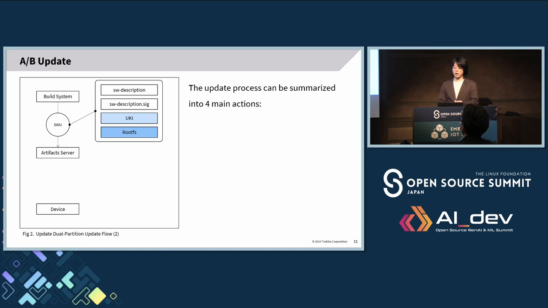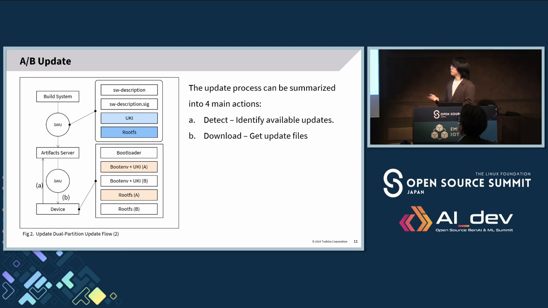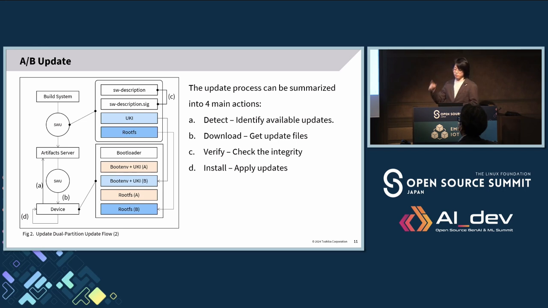Let's focus on how the A/B update process works. Now the system is running from partition A. The update process can be summarized into four main actions. First, the device checks for available updates by accessing the artifact server. Once an update is found, the SWU file is downloaded to the device. After downloading, the device verifies the SWU file using the sw-description. Once verification is complete, the update is installed on partition B. After the install is finished, the device will switch to partition B on the next reboot. If any issue occurs in partition B, the system can easily roll back to partition A. So we use A/B update.